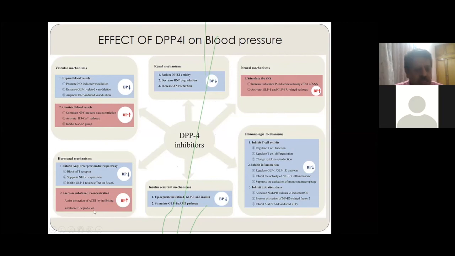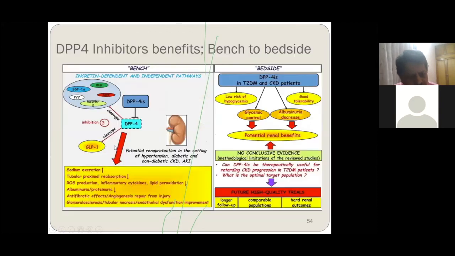Increase in substance P increases the blood pressure, and so with the hormonal regulation, the blockade of the AT1 receptor, NHE3 expression, it also has a hormonal mechanism by reducing the blood pressure. In the blood vessel also, the NO increase also reduces. So multiple mechanisms. So DPP4 blockade will lead to increased GLP-1, increases the sodium excretion, tubular reabsorption is reduced, ROS activation and oxidant stress reduces, inflammatory markers and lipid peroxidation reduce, reduces the proteinuria, reduces the fibrosis and glomerulosclerosis, and ultimately retards the progression of the disease.